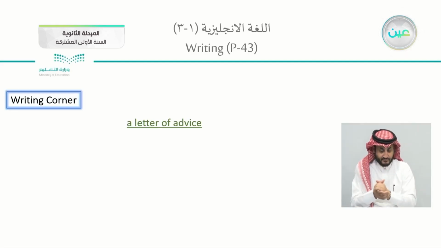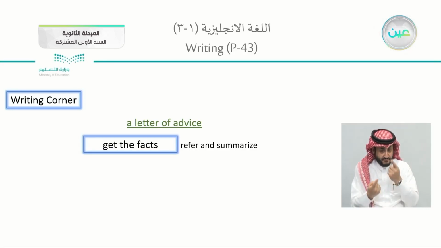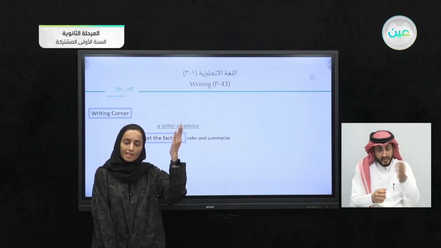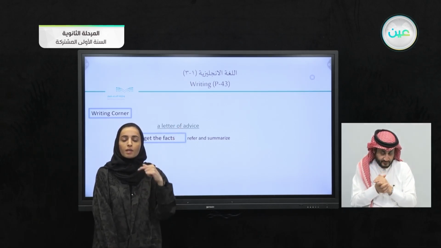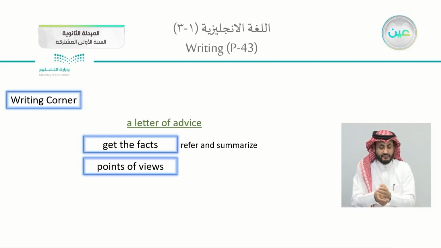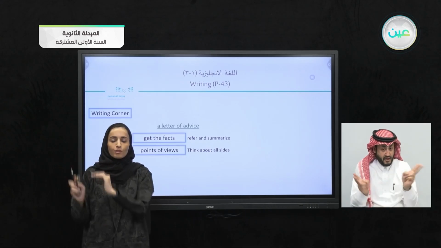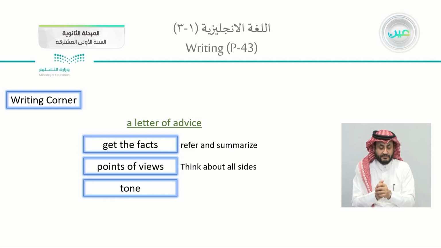So, for a letter of advice in your books, The Writing Corner, page 43, at the beginning you have to get the facts. When you get the facts, you are referring to and summarizing the complaint letter that you have received. You are echoing, repeating their own words and summarizing what they have said. Also, points of view. You have to think about all sides. In Maryam's case, we're having Sabah's side and her friend's. Just put yourself in your friend's situation. Also, the tone.